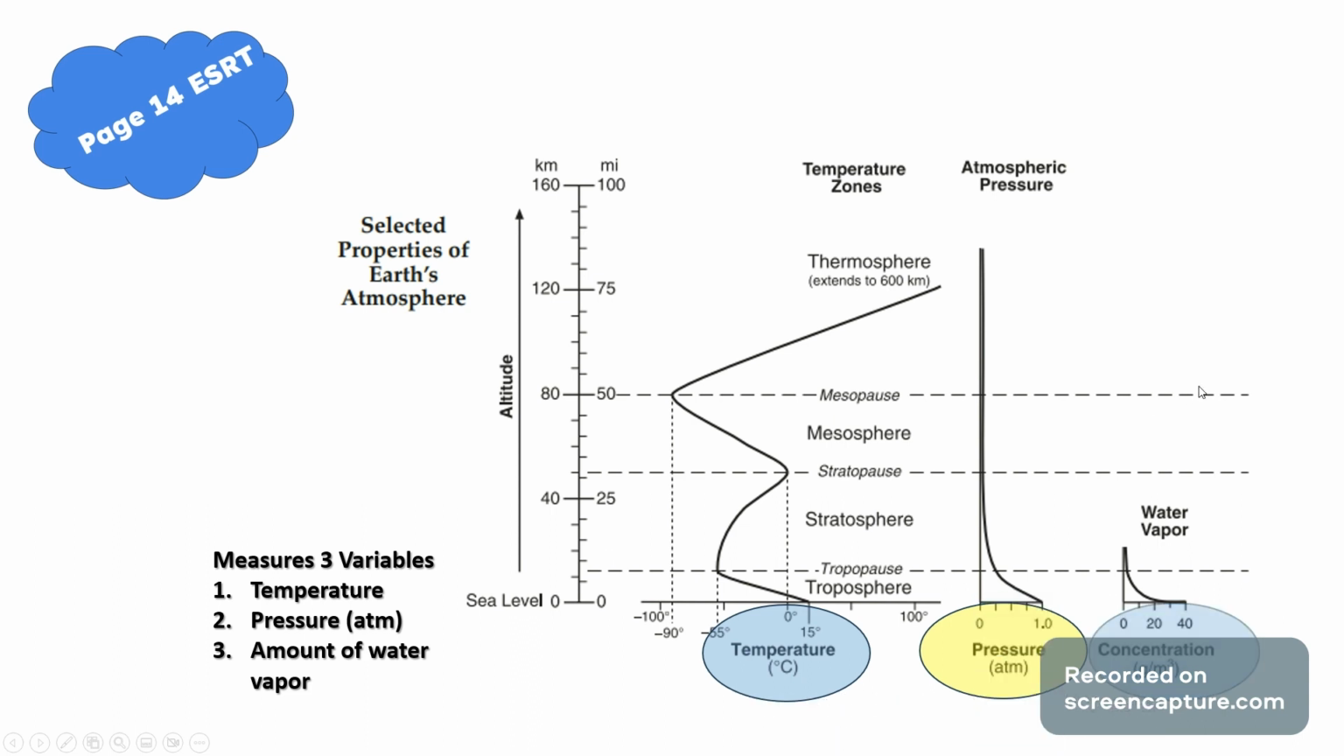And lastly, we have our water vapor concentration in the layers of the atmosphere. Notice that the water vapor concentration graph does not extend past the stratosphere. That's where we will lose all of our water. So it's only concentrated in the troposphere and a little bit in the stratosphere. So nearly all our water is in that troposphere.